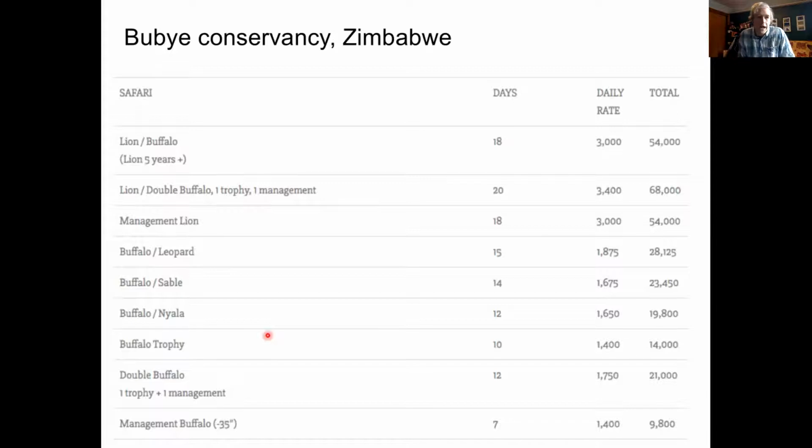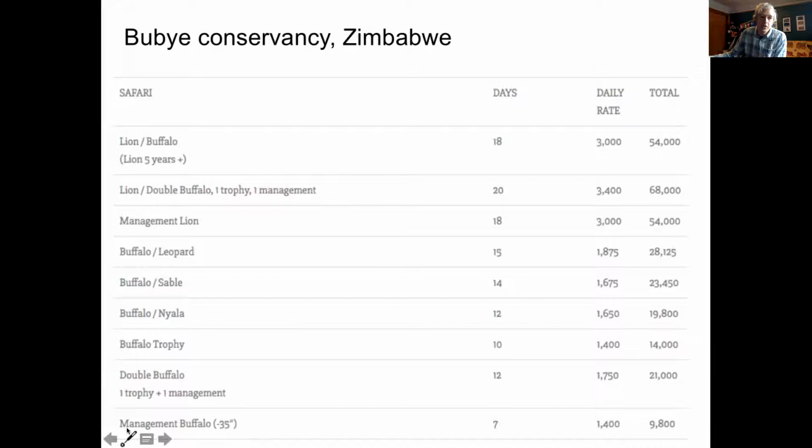Now, what is the one animal that you don't see on here, which you might be a little bit surprised about? Well, remember, Bubé has translocated black and white rhino into the Conservancy from national parks. But even on their hunting list, there's no mention of rhino. This is because you can't hunt the rhino on Bubé.